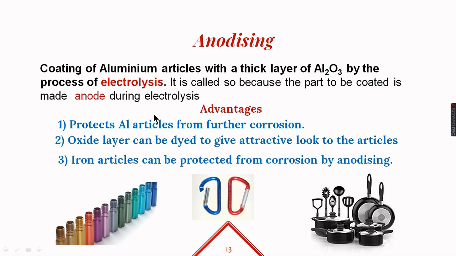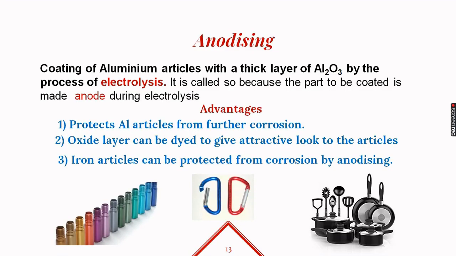Advantages of anodizing are that they protect the aluminium articles from further corrosion. They also protect iron articles from corrosion. Apart from that, this oxide layer can be easily dyed or colored to give it an attractive look.